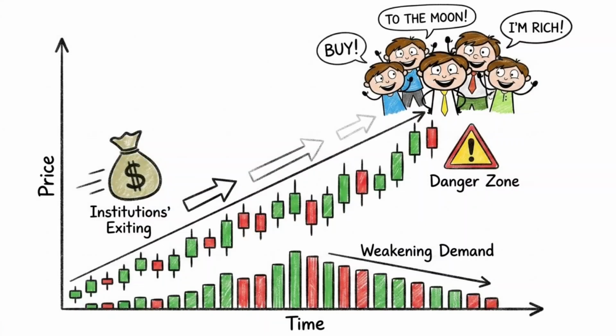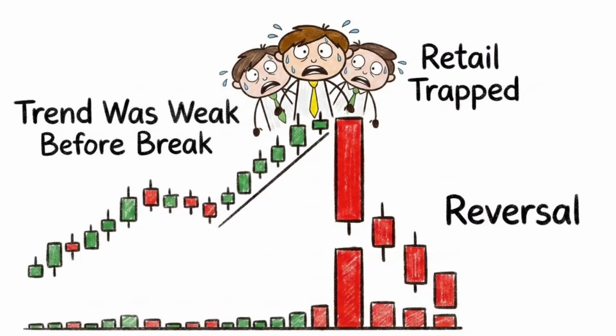But now flip the scenario. Price is still going up, but volume starts shrinking with every new candle. At first glance, everything still looks bullish, but underneath, something is changing. Buyers are losing strength. The move is no longer driven by strong demand, it's just running on leftover momentum. And this is exactly where things start to get dangerous. Because while retail traders are still buying into the move, large institutions often begin pulling back. They stop aggressively buying, and eventually that imbalance leads to a sharp reversal. The trend didn't just fail, it was weakening long before it broke.